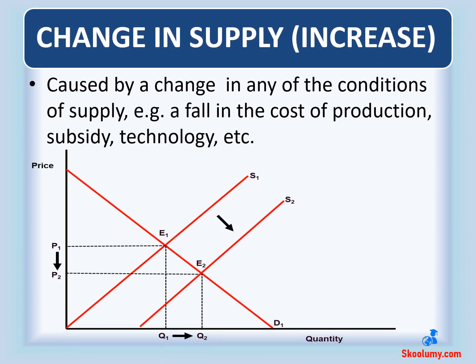Another major factor that can cause a change in equilibrium is a change in supply. Let's consider an increase in supply first. Supply will increase if the cost of production such as labor cost falls. It will also increase if there is a technological improvement that raises the productivity of capital or when the government gives a subsidy to a firm. It will result in a rightward shift in the supply curve from S1 to S2 in the diagram. Consequently, the equilibrium price falls from P1 to P2, but the equilibrium quantity rises from Q1 to Q2.